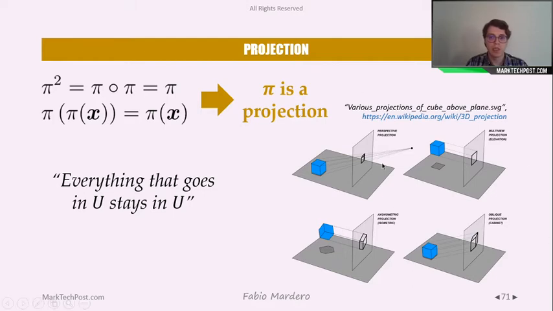And here we can see several pictures that provide several definitions of projections. But if we take, for example, this perspective projection, the cube is projected onto this plane. If we take this projection and project it again, we obtain again an element on the subspace, and it's the same. That's what a projection does and can be characterized.